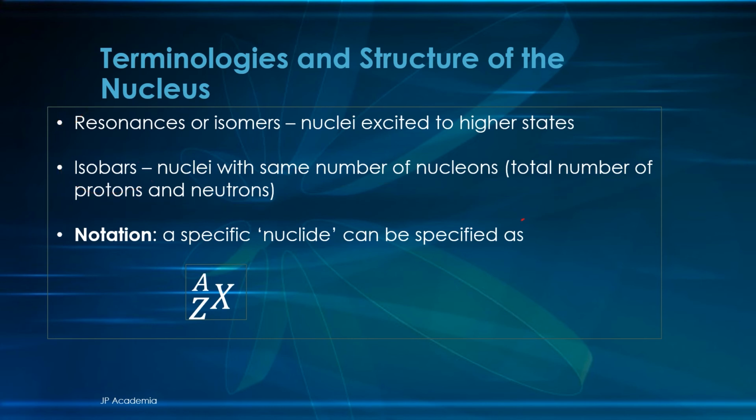Last is this notation for nuclide. A specific nuclide can be specified using this form, wherein your X refers to your element, your A here refers to your atomic mass number, and your Z here refers to your atomic number, or the number of your protons.